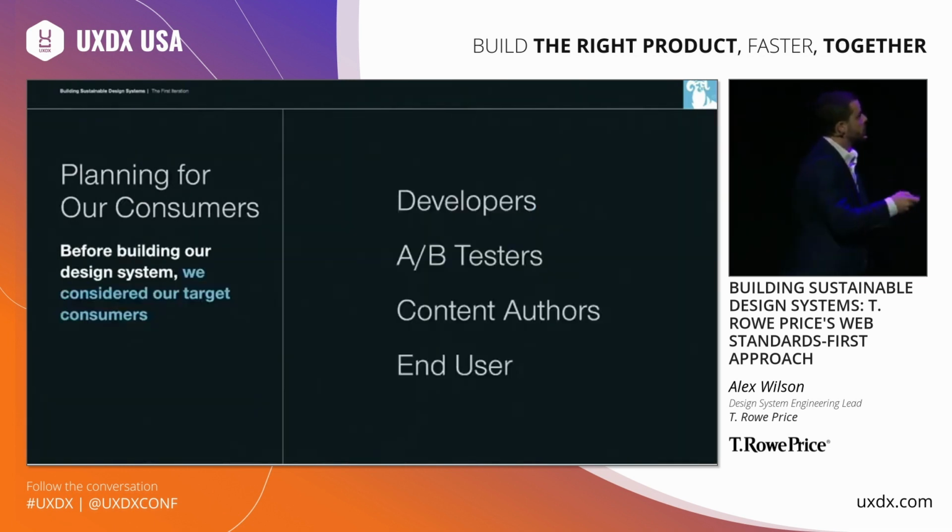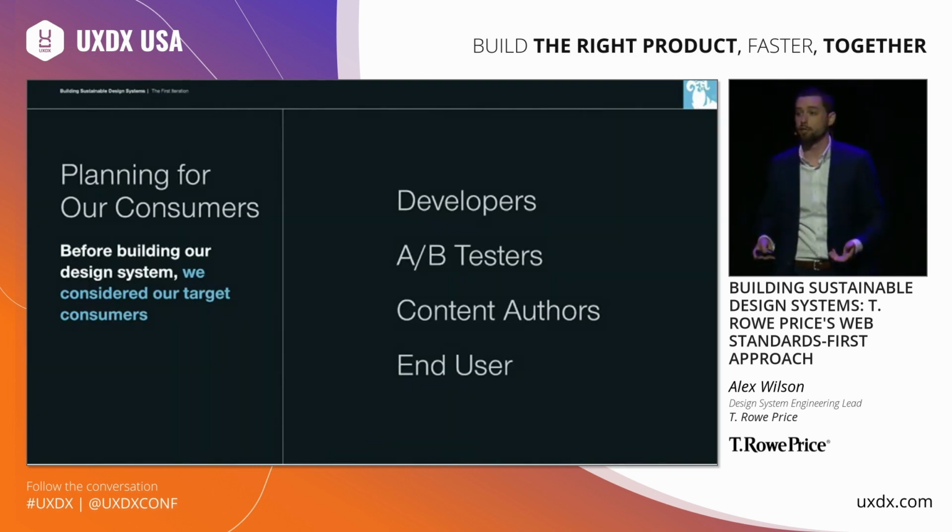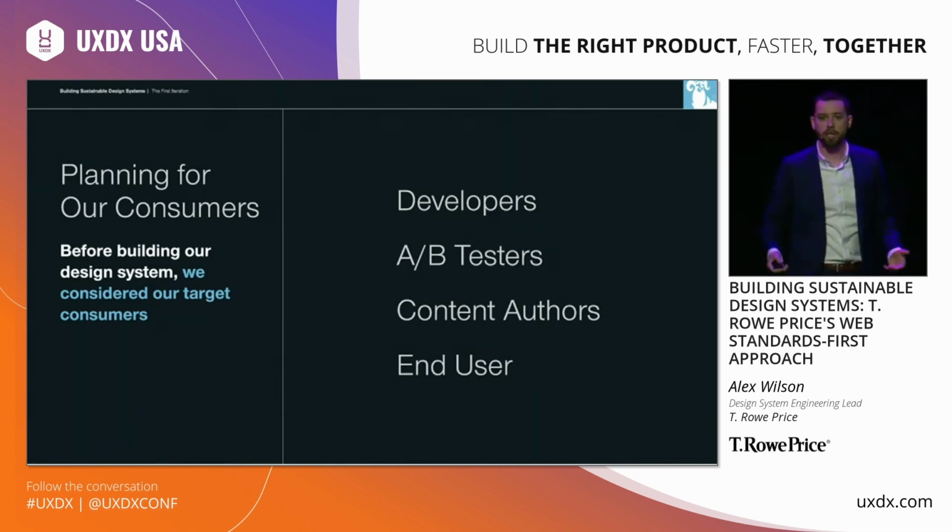And when it came time to actually build one, we decided to plan for our consumers, and we have four main consumers. We have developers, of course. We have our A/B testers. We have our content authors. We use a product called Adobe Experience Manager, and we have to create those authoring experiences that are associated with the UI so that an author can go in and add content as they need to, as well as our end users. So we need to make sure that the components and all the code that we're building is performant, accessible, and delights the end user at the end of the day.